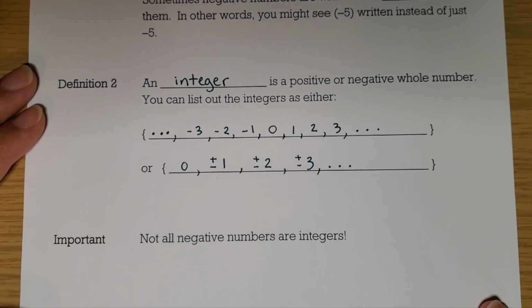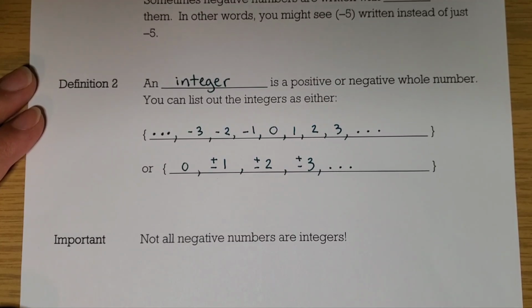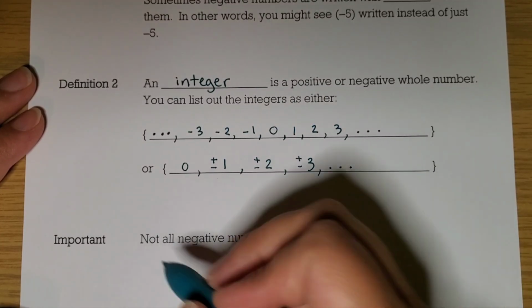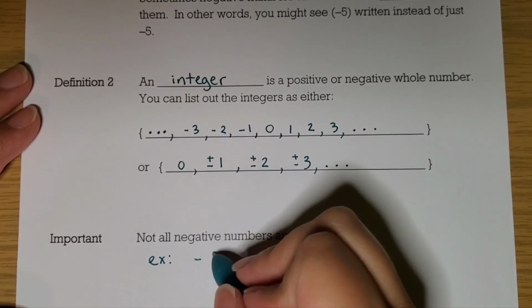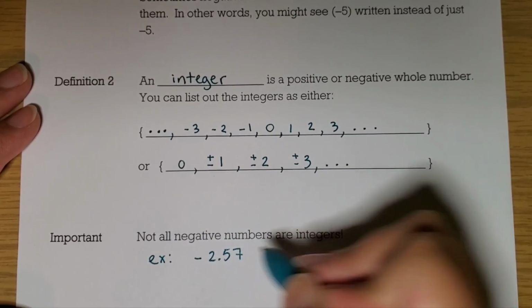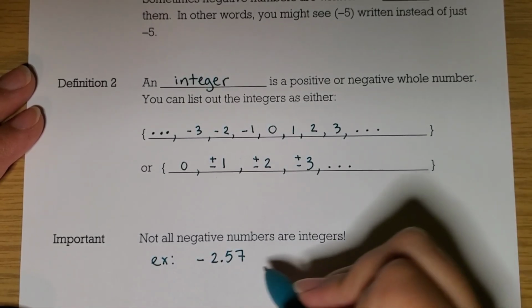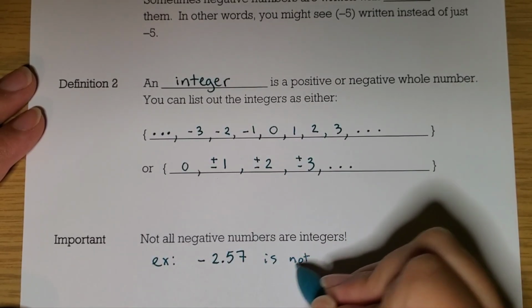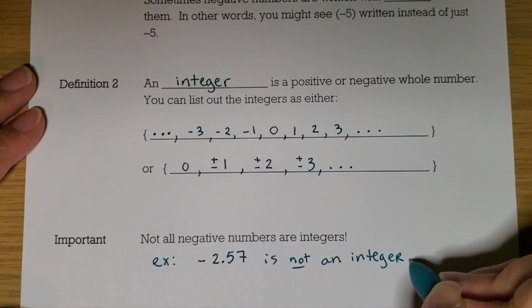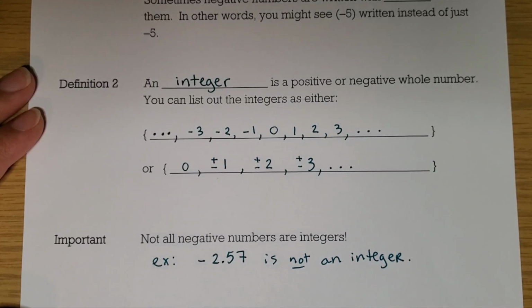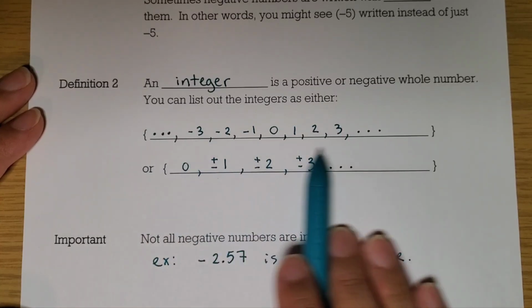But there's an important note here. Remember that not all negative numbers are integers. For example, if I have a -2.57, this is not an integer. It's a signed number because it has a negative sign in front of it, but it's not an integer because it's not a whole number amount. It doesn't show up on these lists.